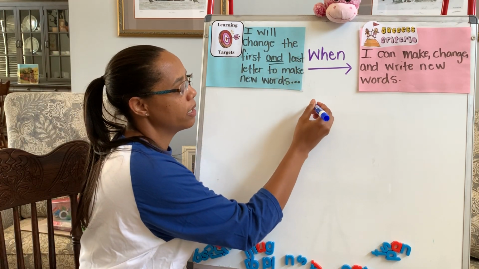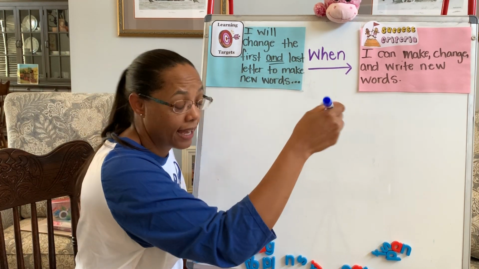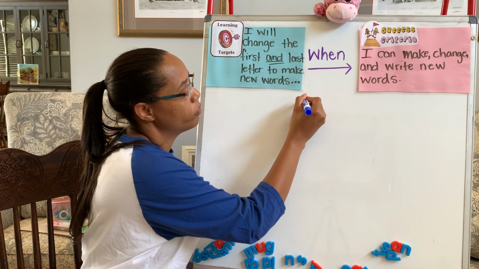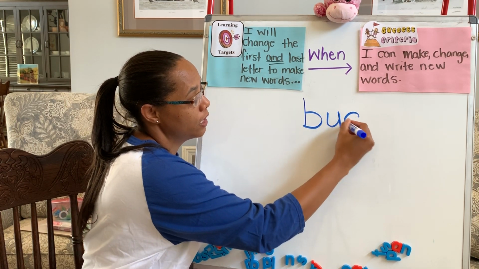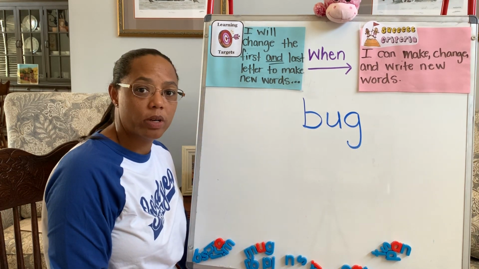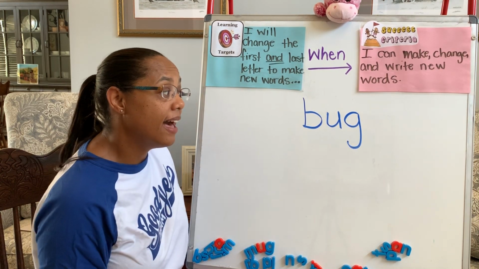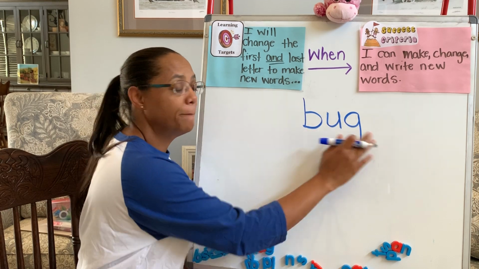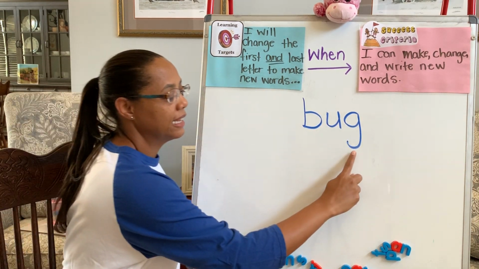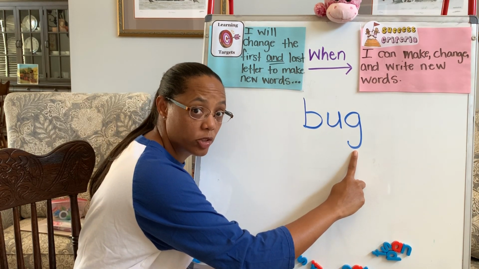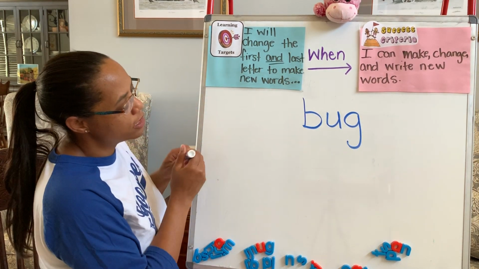Our first word that we're going to make, change, and write is, we're going to start off with b. Ugh. Who knows that word? Tell it to me. Yeah. Ugh. Bug. So now remember, we are going to change the last letter to make a new word. Now, first it's bug.